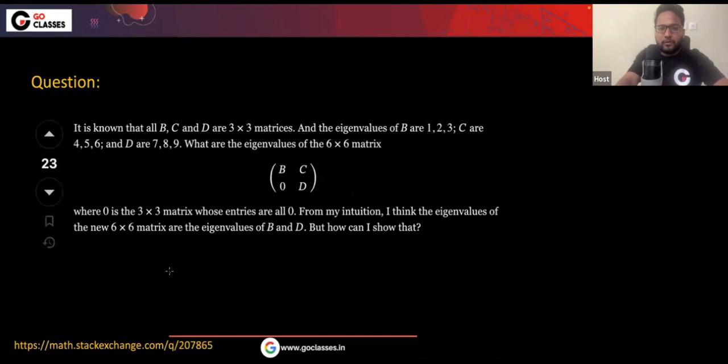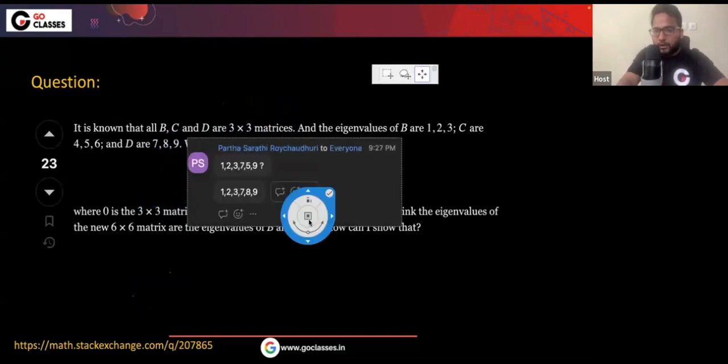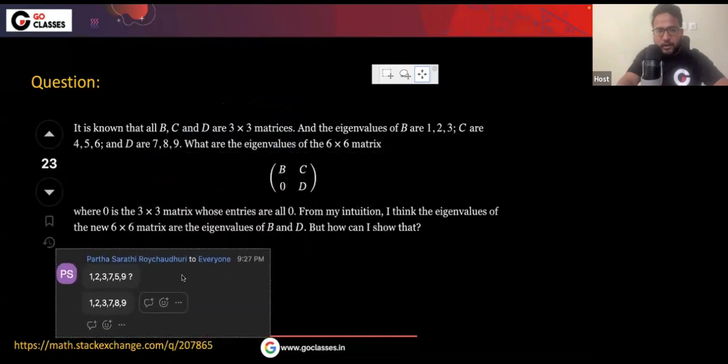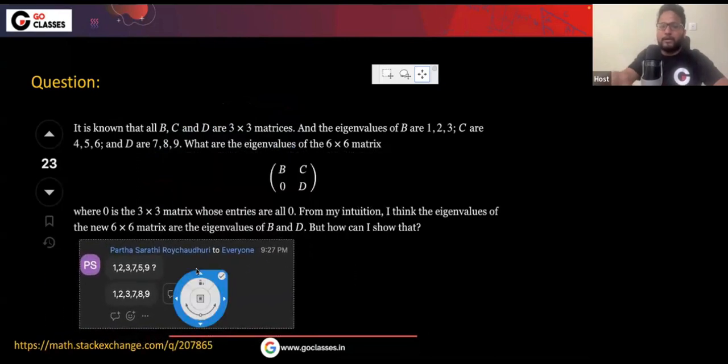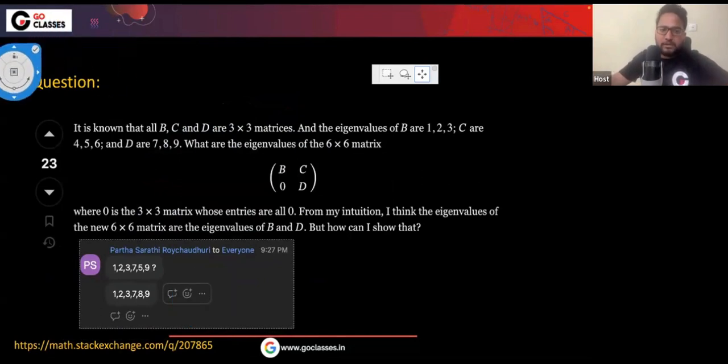So I think we have got one answer from Partha Sarthi. What he's saying is 1, 2, 3, 7, 5, 9, 7, 8, 9. Let's just see if this is correct.